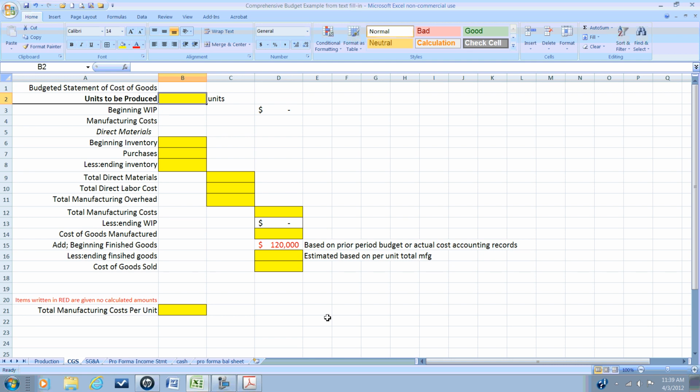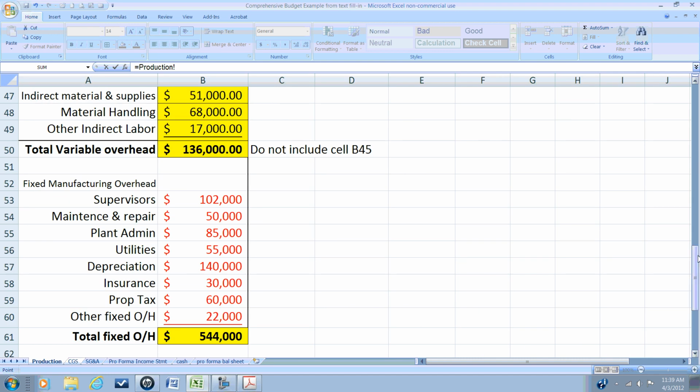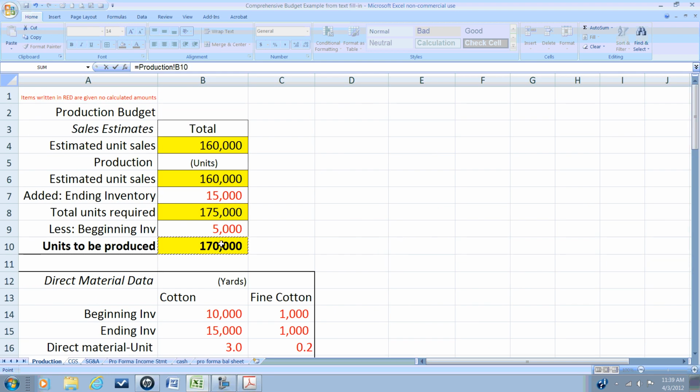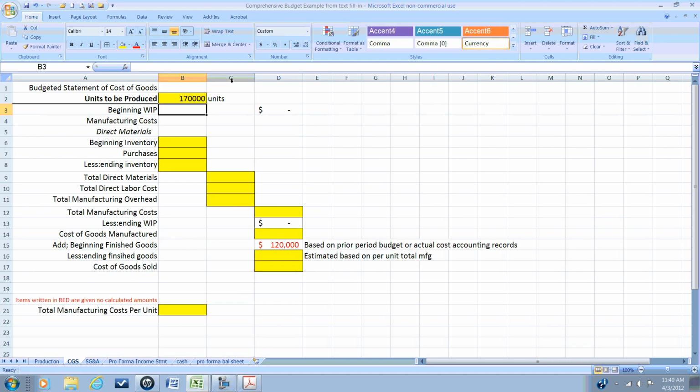This is necessary so that we can produce a projected or pro forma income statement and a pro forma balance sheet. So we'll begin putting together our budgeted statement of cost of goods, and the first thing we want to do is indicate the number of units that we're going to produce, and again we go back to our production budget for that. To reference a different tab, I begin by putting the equal sign, and I'll go over to the production budget, and I'll go up to cell B10, reference cell B10, then hit enter, and we have now referenced a cell on a different tab.